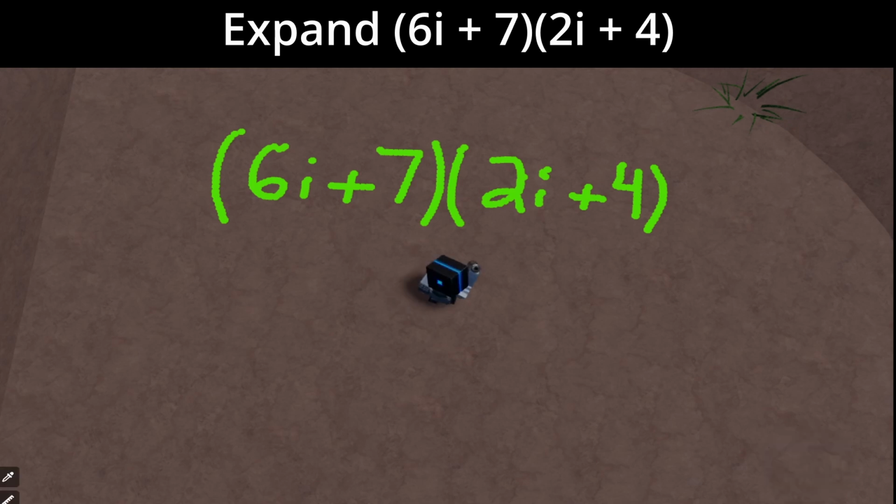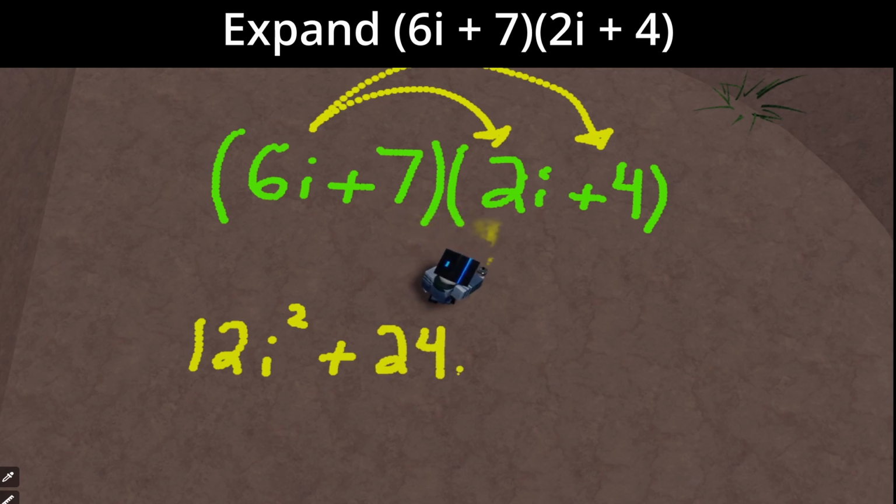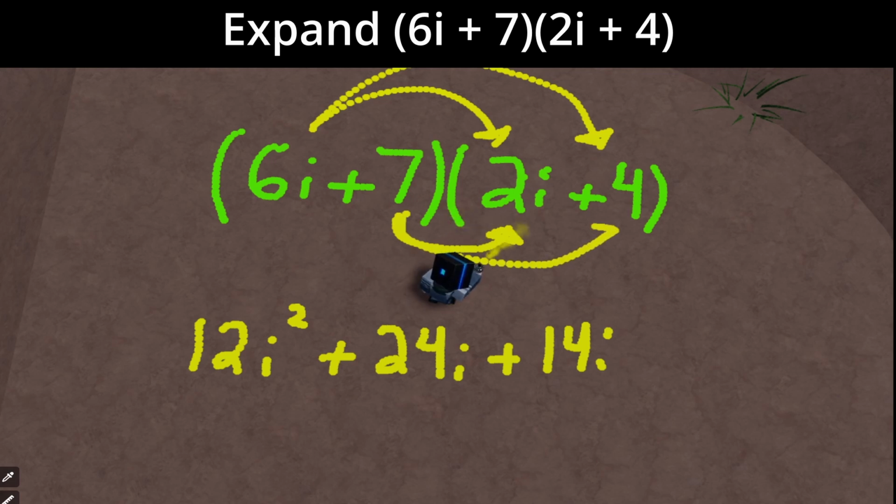So to do this, I'm first going to do 6i times 2i. If I do that, that gets me 12i squared because you multiply the numbers and you multiply the i's. Next, I'm going to do 6i times 4. 6 times 4 is just 24, so there's 24 i's in here. Next, I'm going to do 7 times 2i. 7 times 2 is just 14, and then we have an i at the end. And then finally, I need to do 7 times 4, which is 28.